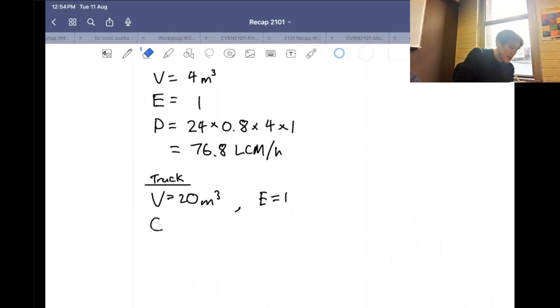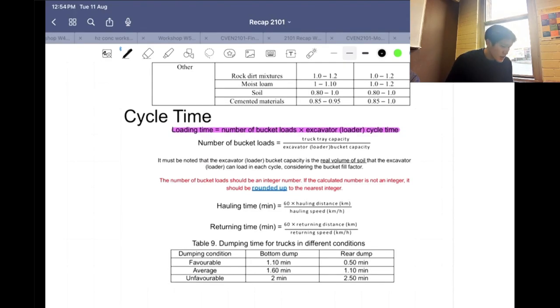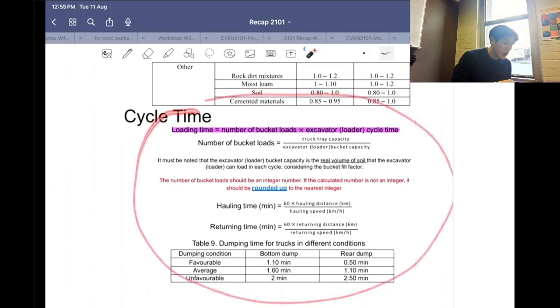So the cycle time, they gave you the formula. Cycle time is equal to. What does that actually say? The cycle time is the loading time plus the hauling time plus the dumping time plus the returning time. So like in this slide here, they tell you how to calculate all of them.